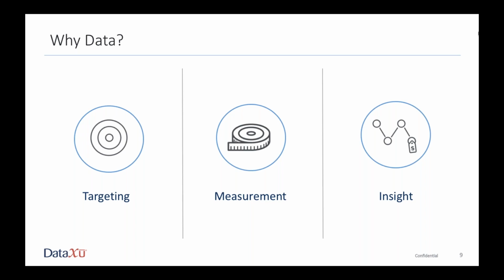The second part is measurement. What did I actually do on my campaign? What did I actually achieve? Did what I did work? And did I do what I thought I did? Because quite often we try things and we don't know if we achieved what we actually wanted to achieve. And ultimately, what was the return on investment of what I've actually done?